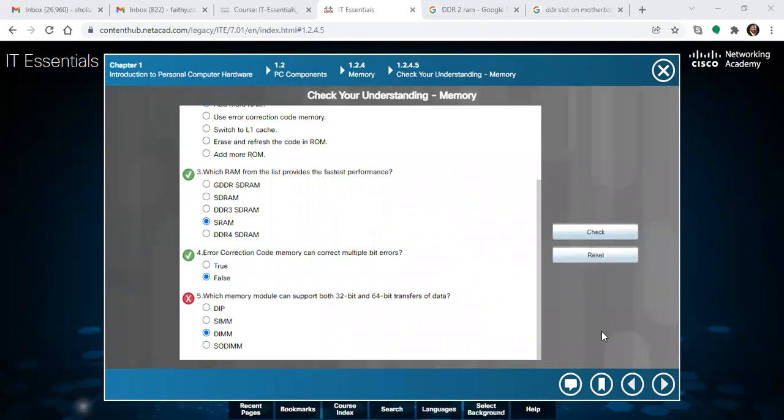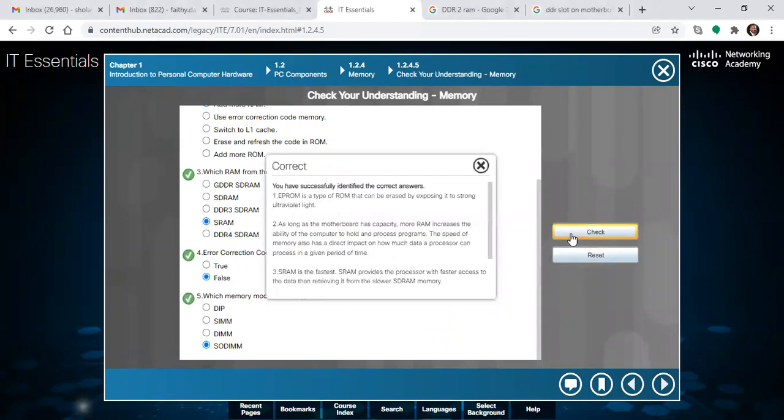So do you have your answer now? Sir, sorry, we were discussing before the network started messing up again. Which memory module can support both 32-bit and 64-bit transfers of data? Sodium. It says sodium. Yeah, the guy is correct. You said it's what? Sodium, sir. Correct.